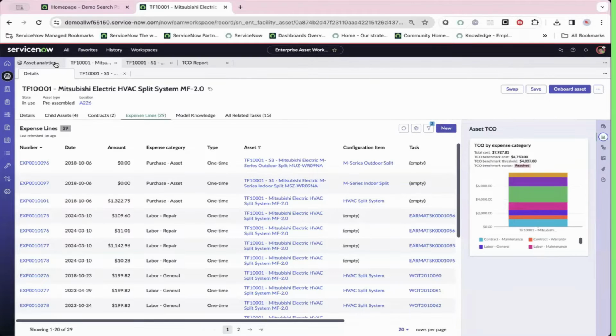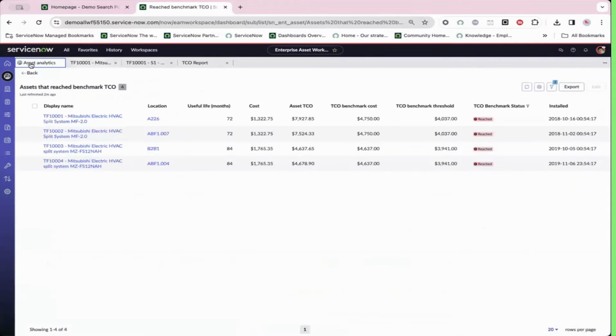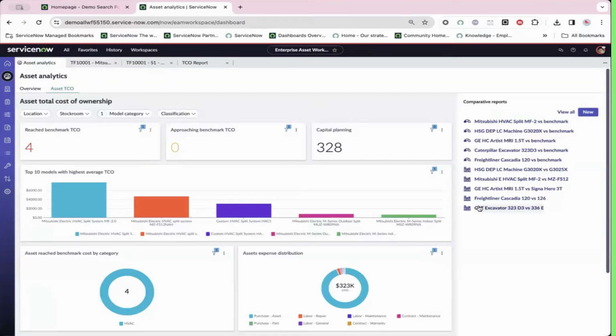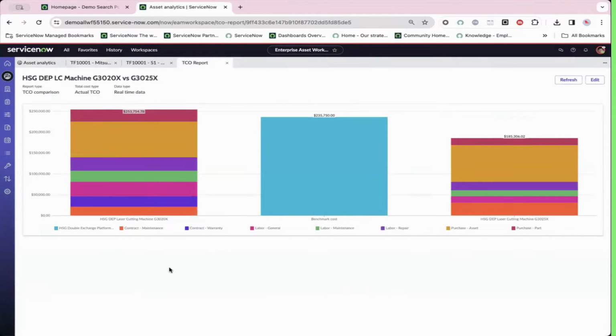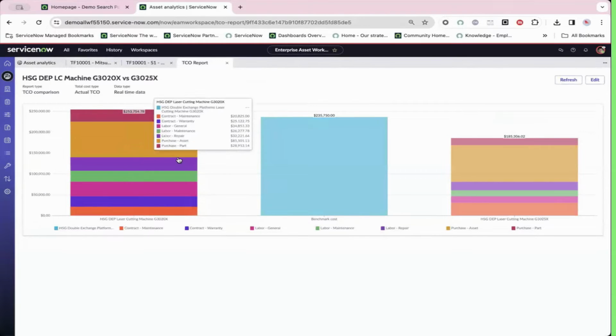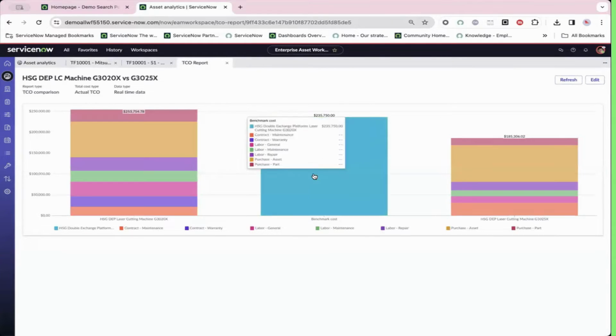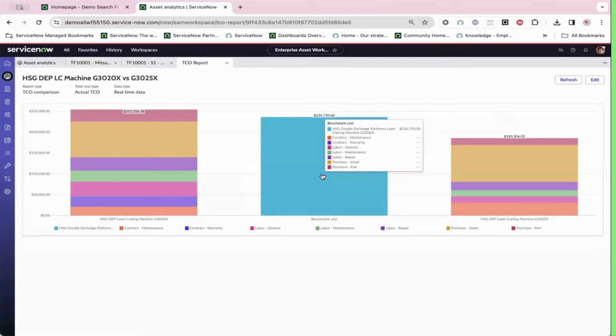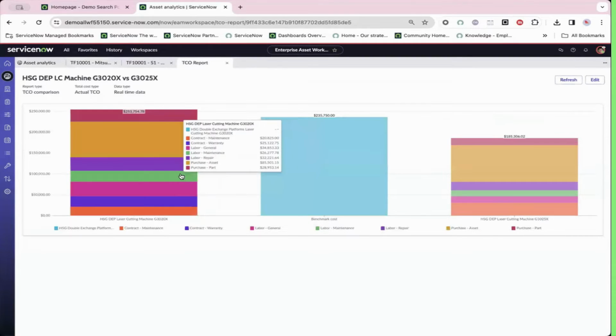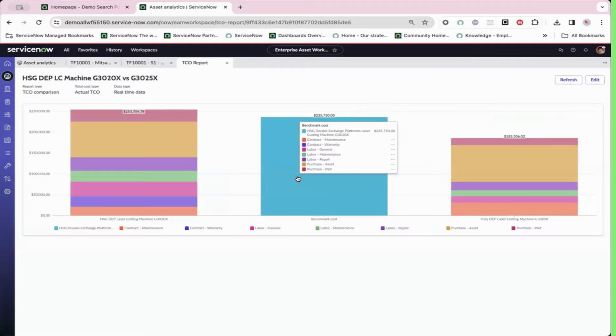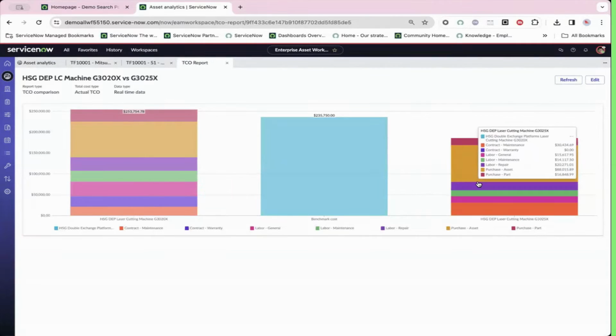Now, going back to my asset analytics, looking at the comparative reports, we can see that for this specific machine, the older model has cost us thus far about $254,000, and our benchmark, which it has surpassed already, was $235. So far, that older model has surpassed the benchmark cost, as well as the newer model, right?